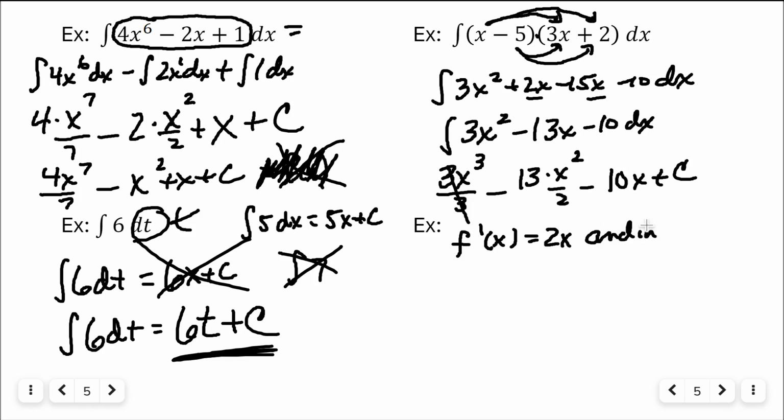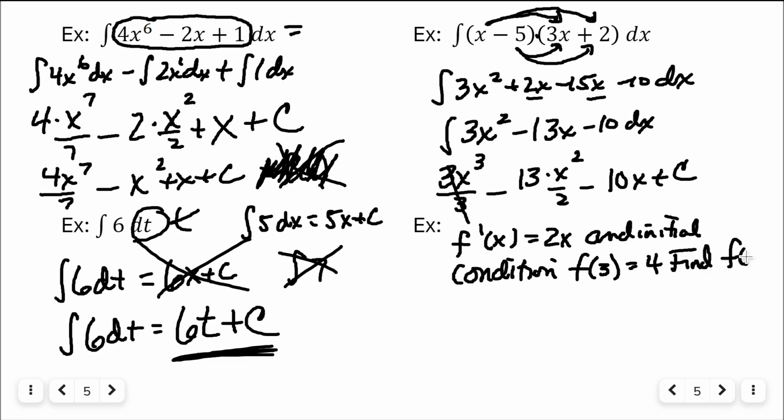And there's an initial condition: f of 3 is equal to 4. Now I want you to find for me f of x. Well, I know what f prime is. I want to know what f of x is. So I have to go backward one step. To go backward from f prime back to f, I need to find the antiderivative.